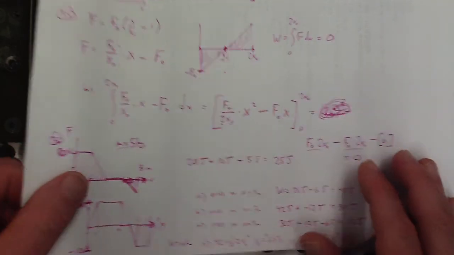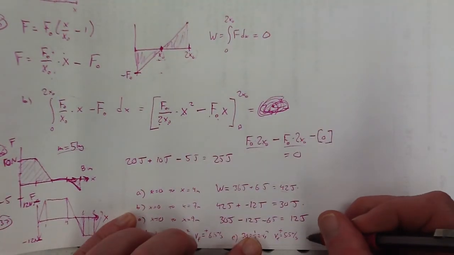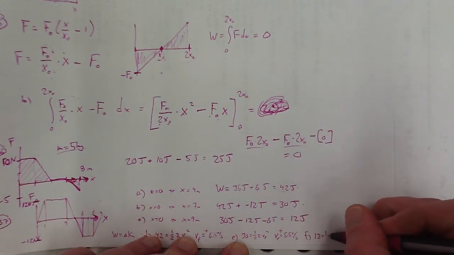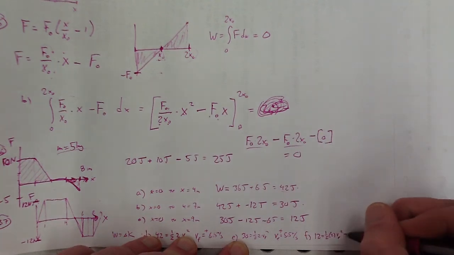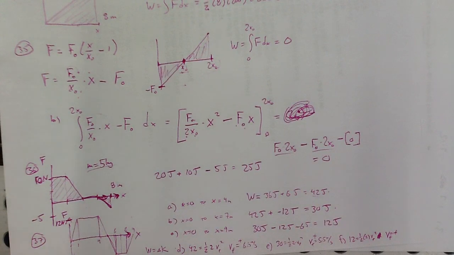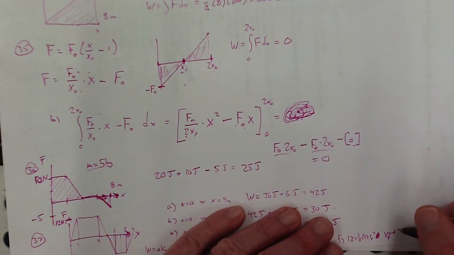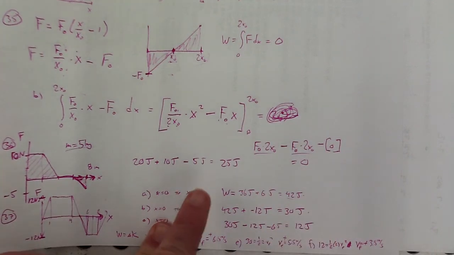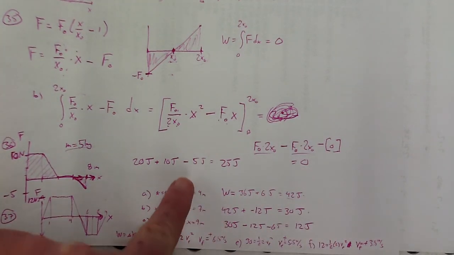Last bit, let's see, can we tuck it over into this little corner. 12 joules is equal to 1/2 mv squared. So VF there, still positive. It's going to be the square root of 12, which is 3.5 meters per second in that positive direction. And that's it. Pretty easy stuff.